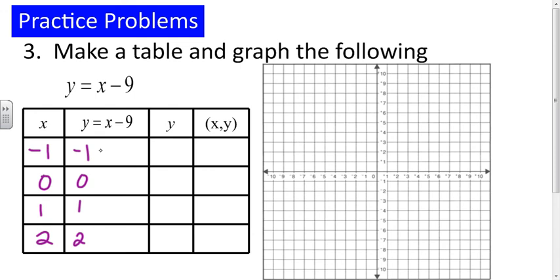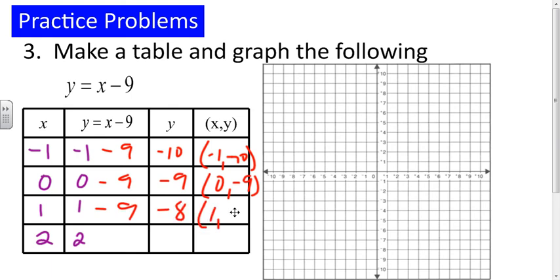So if x is -1, I just want to subtract 9. And -1 minus 9 is -10. So my ordered pair is going to be -1, -10. Next, 0 minus 9 is just -9. And so my ordered pair is going to be 0, -9. 1 minus 9 is -8. So my ordered pair is 1, negative 8. And finally, the last one, I substituted 2. 2 minus 9, negative 7. My ordered pair is 2, negative 7.